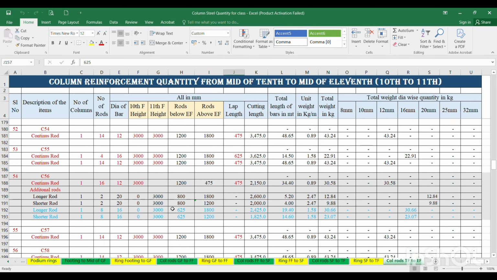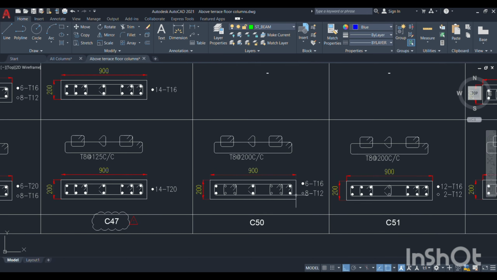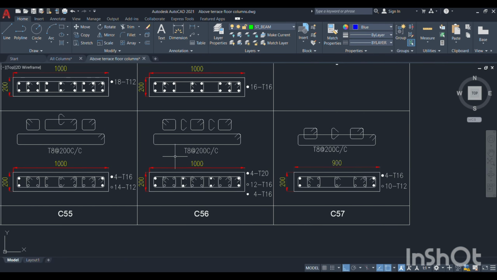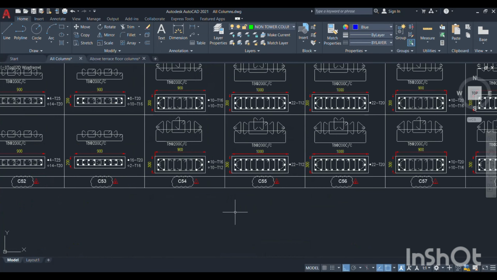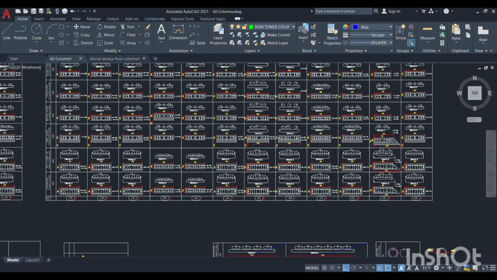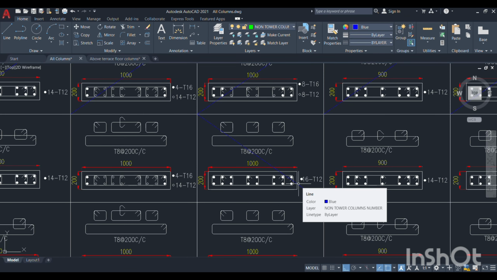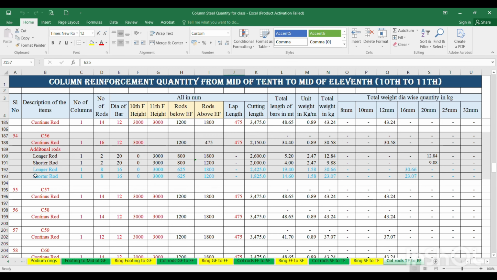Okay, similarly one more is there, C56. Here in C56, 16 number of 12 is there. So here only four number of 20 is adding. Those 4 number of 20 need to be added at this level in C56.